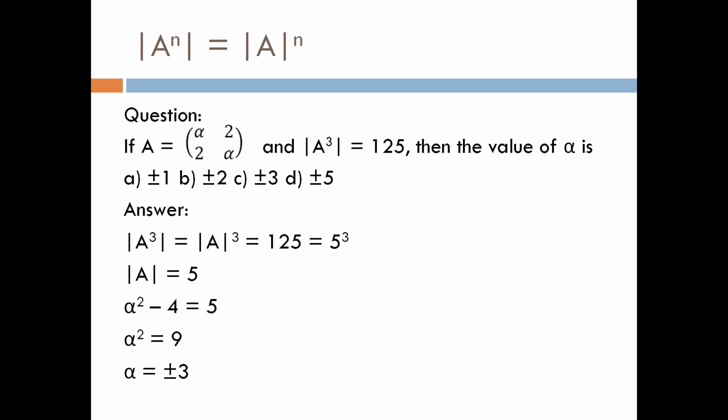So determinant A you can find from the given matrix. It's nothing but alpha square minus 4. So alpha square minus 4 is equal to 5, or alpha square is equal to 9. Therefore alpha is equal to plus or minus 3. So option C is the correct answer.